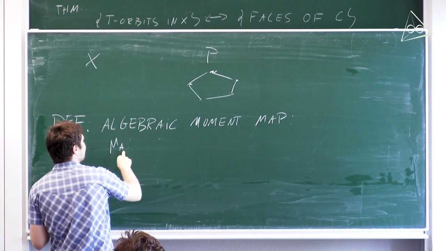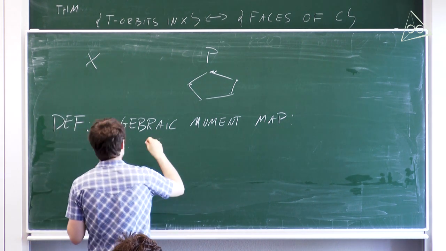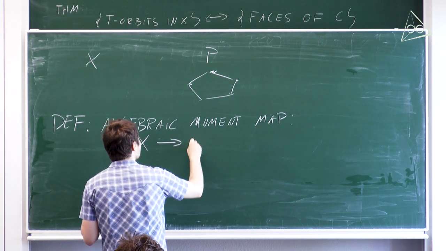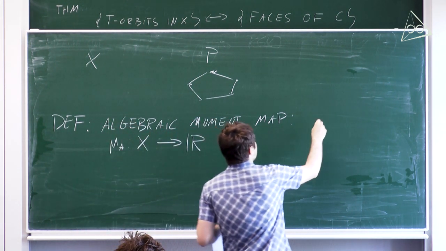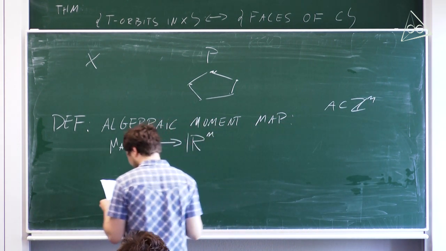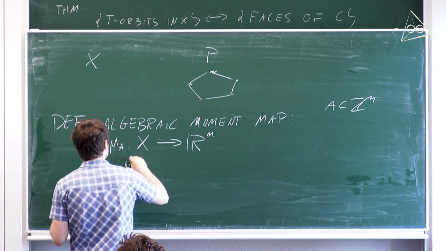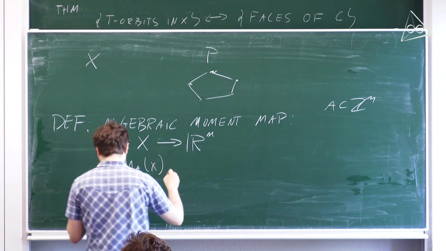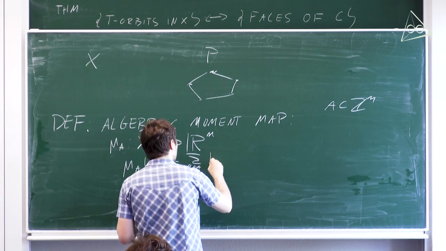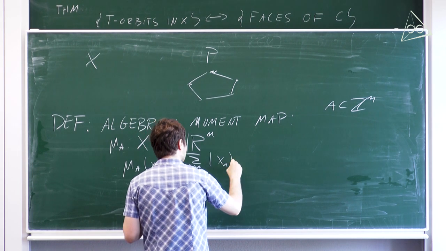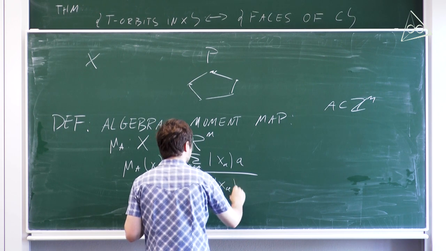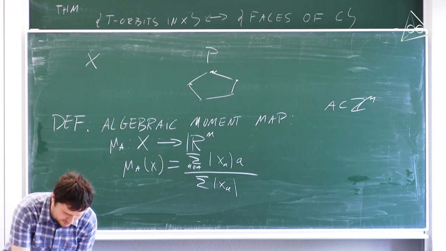So we fix a set of characters, and we get a map from the associated projective toric variety. A is a subset of Z^n, to R^n. And it's defined as follows: mu_A of x is the sum over a in A of the modulus of x_a times a, over the sum of all of the moduli of x_a.